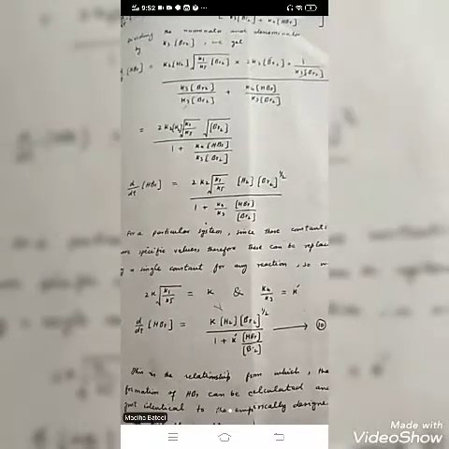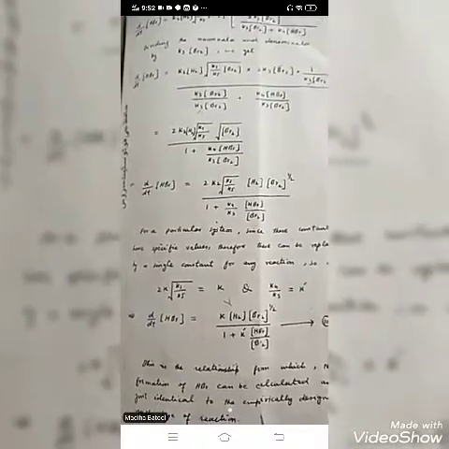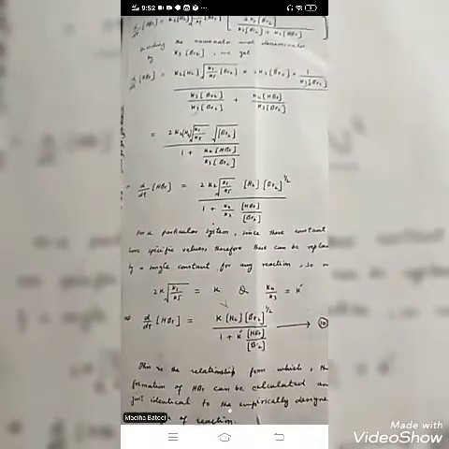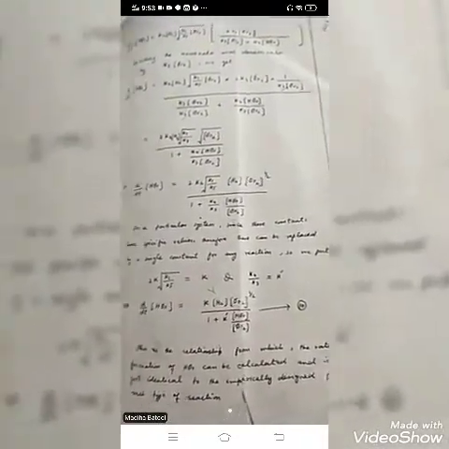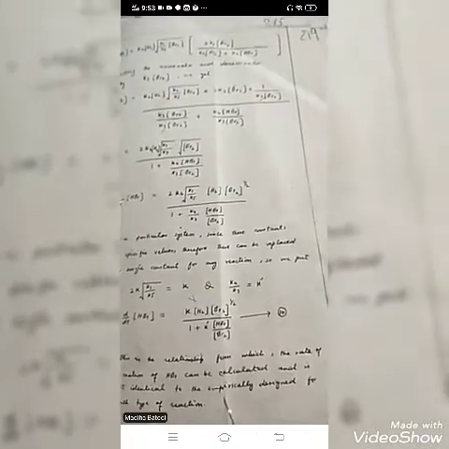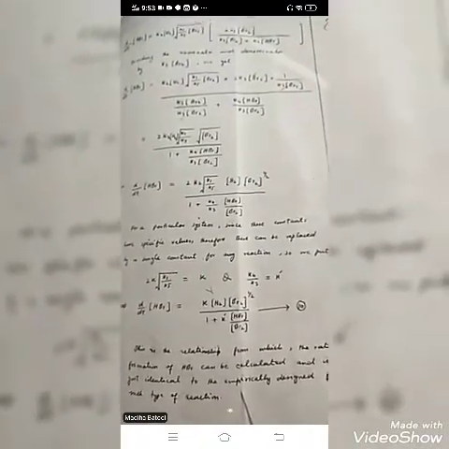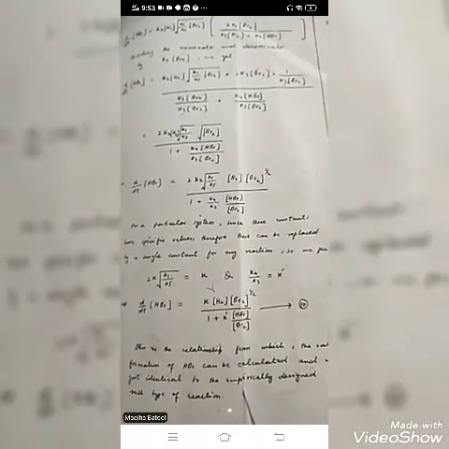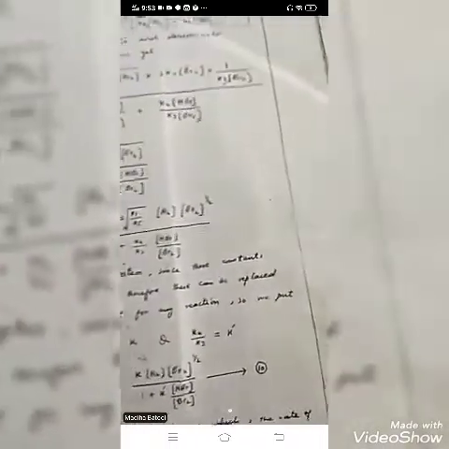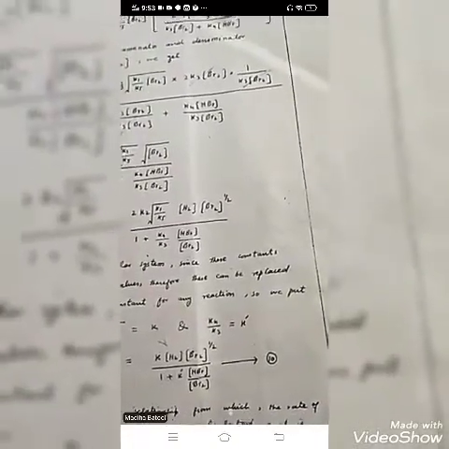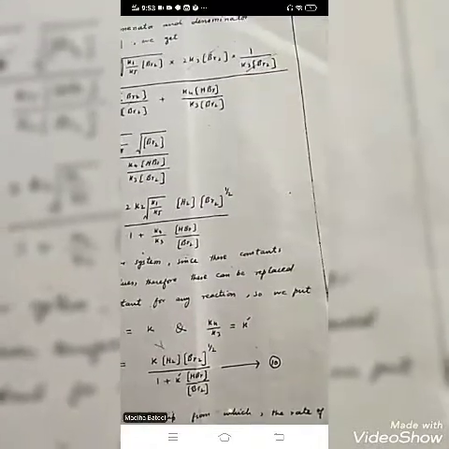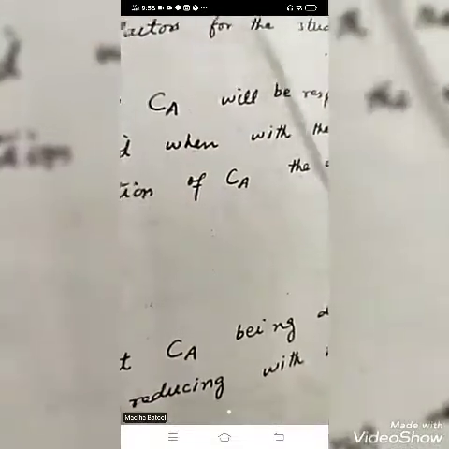Okay. d[HBr]/dt will be equal to K H2 Br2 to the half divided by 1 plus K dash HBr divided by Br2. Now this is the relationship from which the rate of formation of HBr can be calculated, and it is identical to the empirical rate law for chain reactions as discussed here. Whenever you calculate K, simple K is the rate constant of formation of the chain reaction.